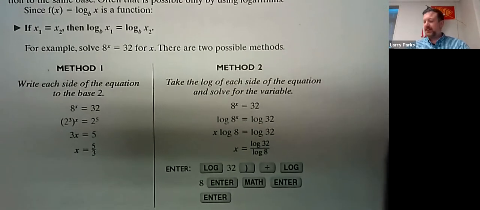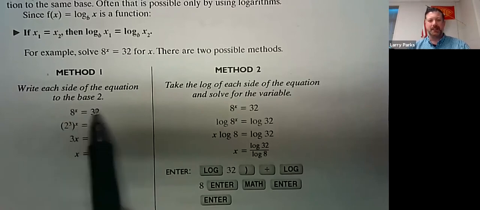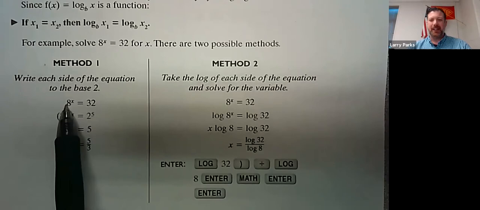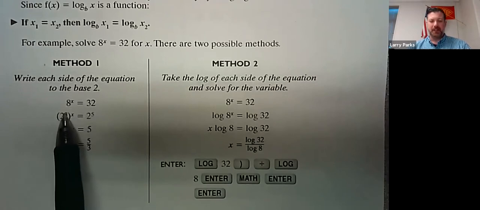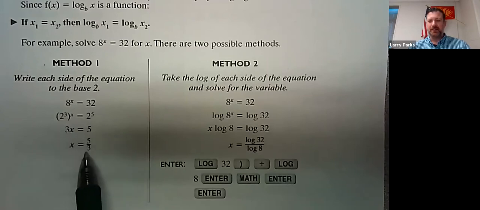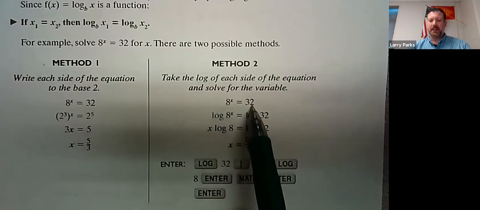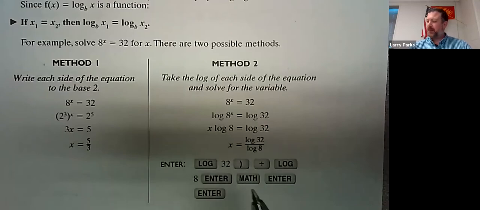But here's one that's a little easier, and it's how do you solve 8 to the power of x is 32? And so there's 2 different methods. The first method is you write 8 and 32 as a base of 2. And then you could solve and say 3x equals 5. So x is 5/3. Or you could take the log of both sides, and notice this is much easier to solve than the one I had, which was x minus 1.